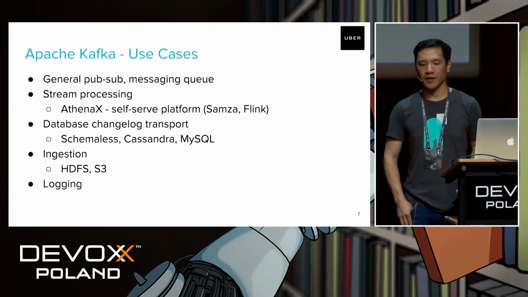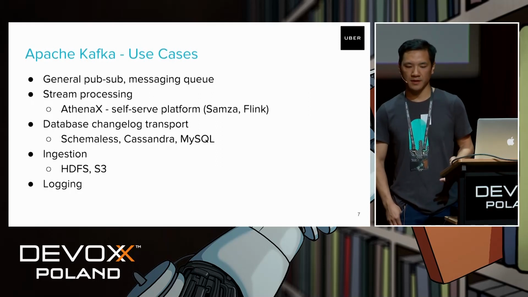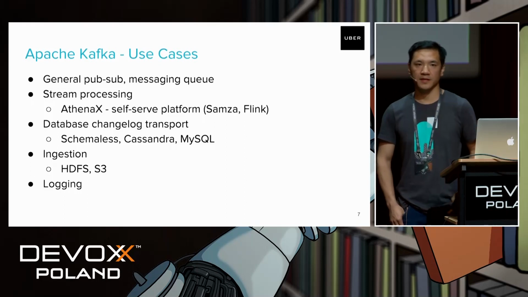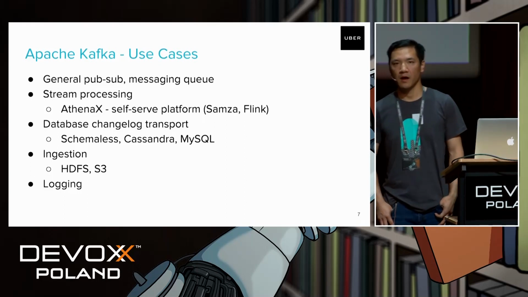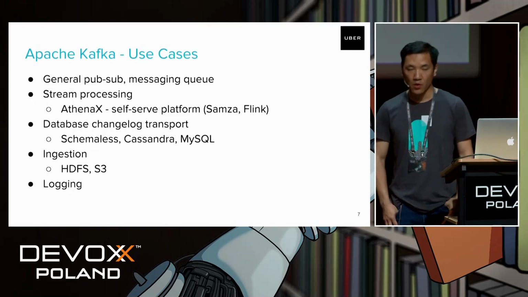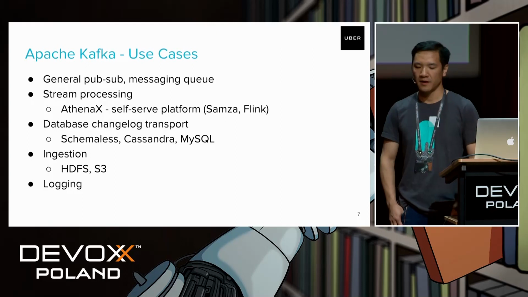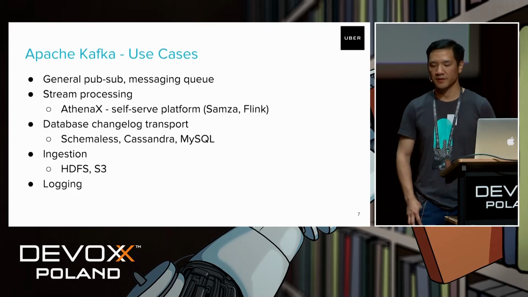At Uber, we have many database systems. The first one is Schemaless, which is a NoSQL database that we built on top of MySQL in-house. We are also using Cassandra and MySQL, and all of the changelogs are transported via Kafka.